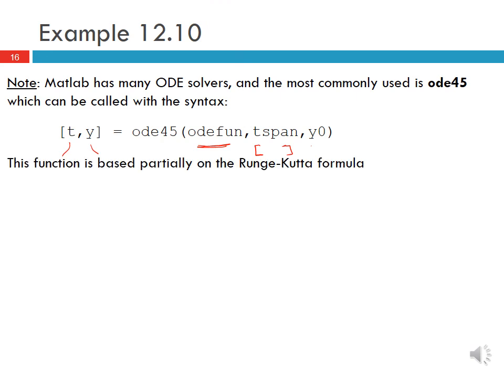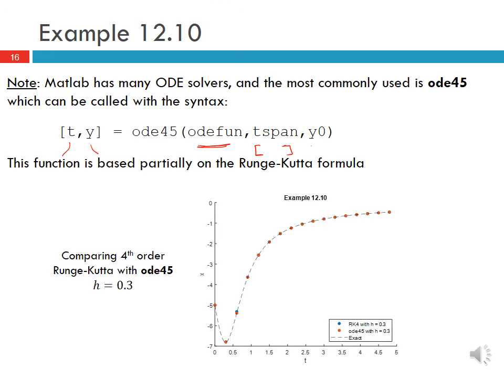And it is partially based on the Runge-Kutta formula. It is not exactly the same, so we don't get the exact same results as our implementation of this method. So for this example, we can compare our fourth order Runge-Kutta with this ODE45, where h is equal to 0.3. And we see that both of them provide a very good estimate of the exact solution, and they provide essentially the same results, except for a couple of points where there are some slight differences between the two approaches.